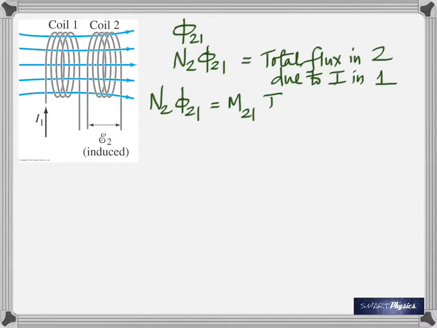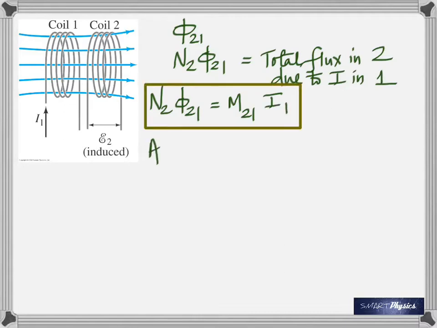Now, the constant that you find there, we'll find the answers. The constant that you find there is called the mutual inductance. M21 means the mutual inductance of coil 2 with respect to 1. That is a constant which depends on the position of the coils and the number of turns in the coils, the area, and all that stuff.